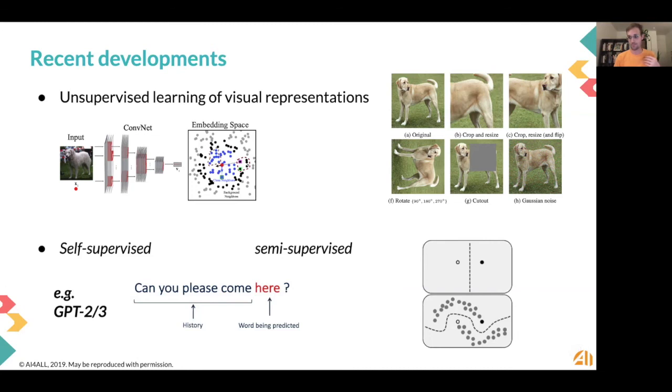If you ask for a part of speech, this is the right part of speech. You just have raw text, but you can create a task where you say, okay, I want a model that takes in some previous context and predicts the next token. So in this example, you get the text, can you please come? And then you try to predict the word that comes after it.